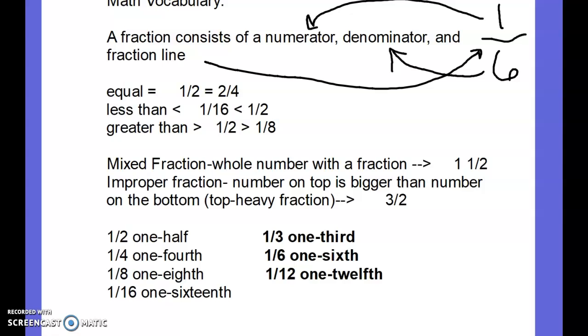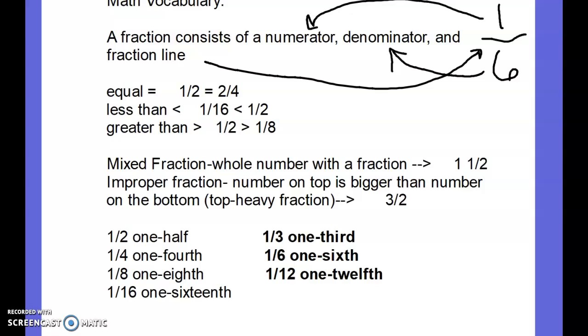We've also talked about less than, greater than, equal to, which has been pretty easy with the fraction strips in past lessons. So you've learned that a pretty common, two common fractions that are equal to one another is 1/2 equals 2/4. We've also learned less than and greater than. Well, we know that 1/16 is less than 1/2. And we know that 1/2 is greater than 1/8. Okay, all of these things should be in your notes.